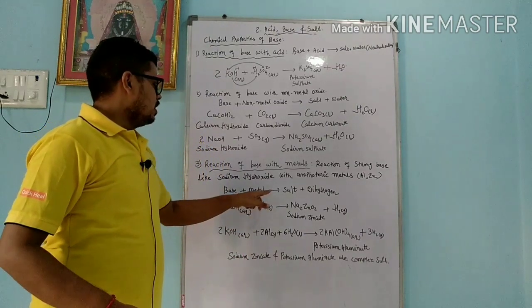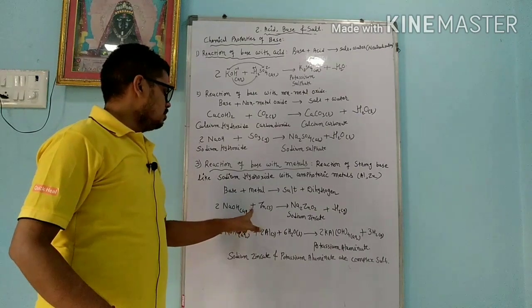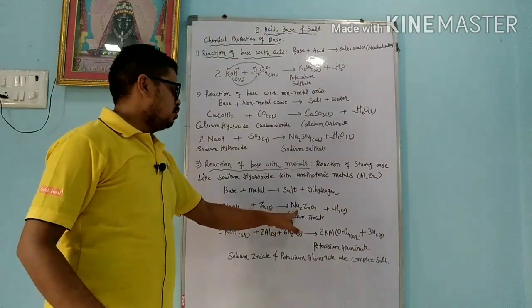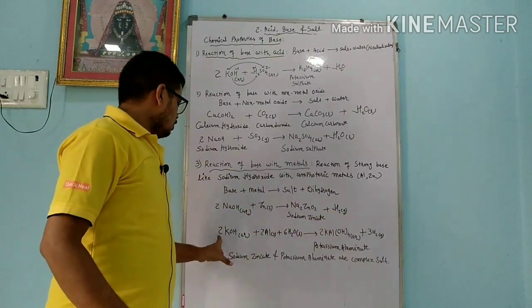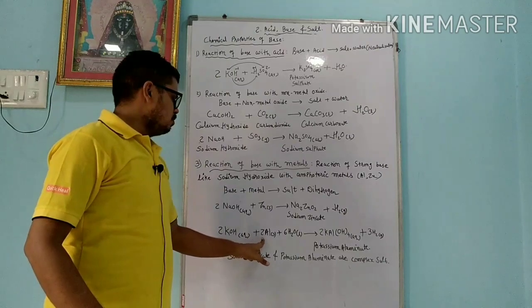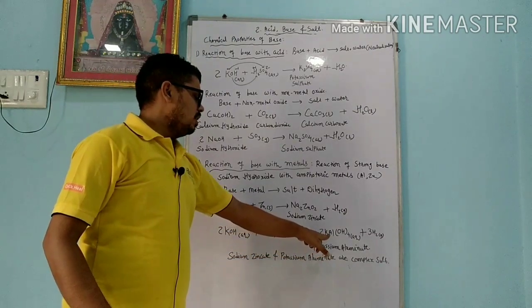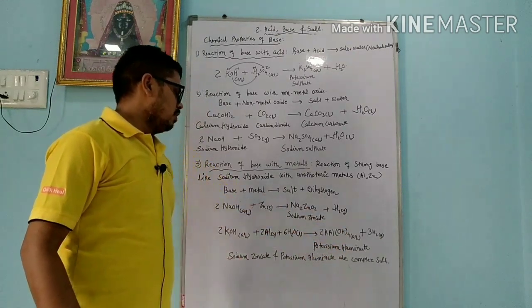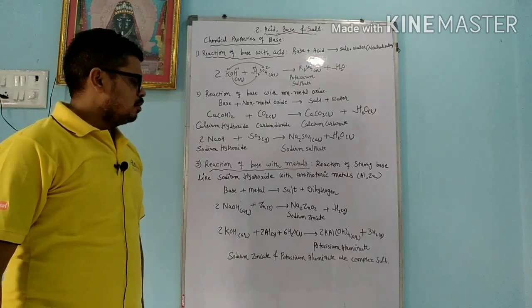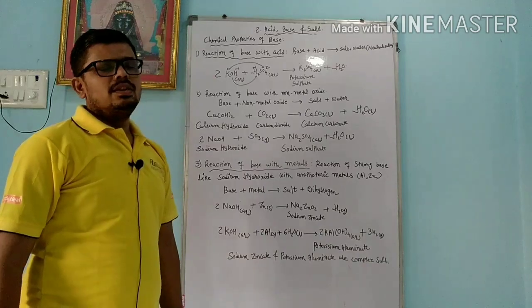Base plus metal gives salt plus dihydrogen. 2 mole of NaOH in aqueous solution plus zinc give Na2ZnO2, that is called sodium zincate plus hydrogen gas. 2 mole of potassium hydroxide plus 2 mole of aluminium plus 6 mole of water gives 2 mole of KAl(OH)4 potassium aluminate plus 3 mole of hydrogen gas. Sodium zincate, potassium aluminate are the complex salts. So this is all about some reactions of the acid and base.